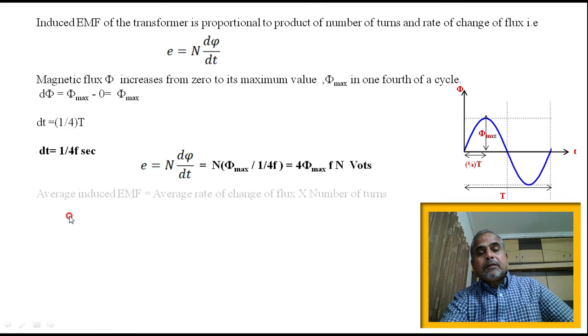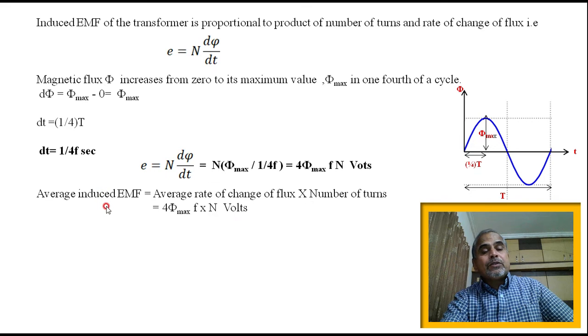Then the average induced EMF is equal to the average rate of change of flux into the number of turns. That is nothing but N into 4 phi max f. That is, the average induced EMF is given by 4 phi max f N volts. It is the average induced EMF.